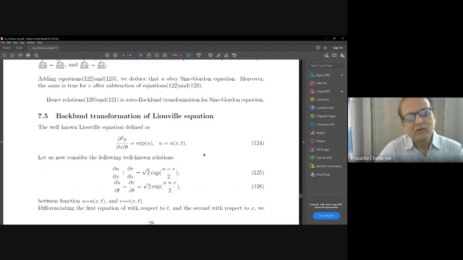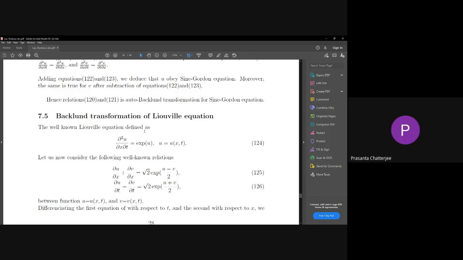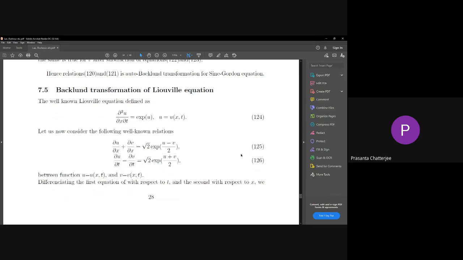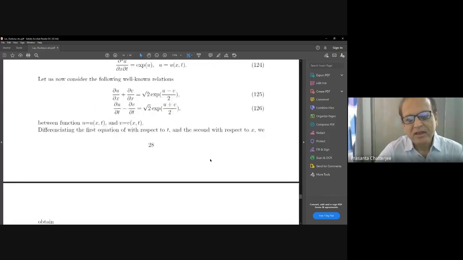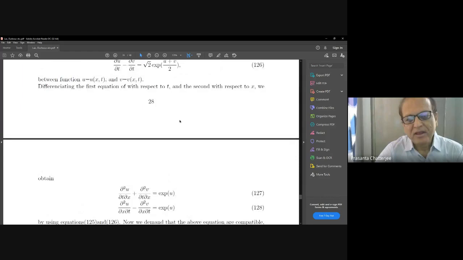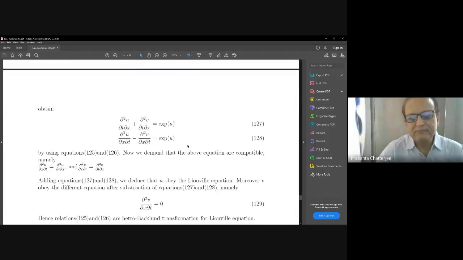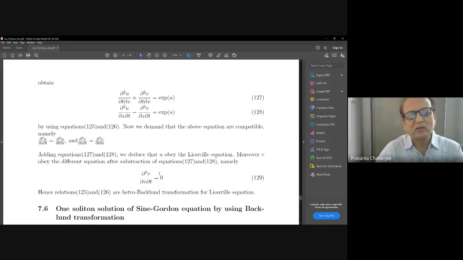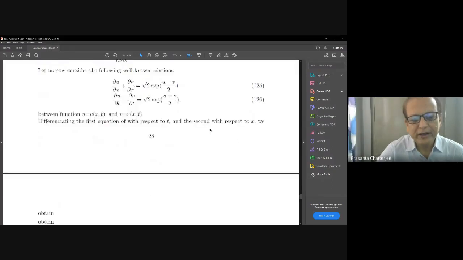One more equation: what is the Liouville equation? The Liouville equation is del 2u del x del t equal to e to the power u. Similarly, we choose two equations: u_x plus v_x equal to root 2 a e to the power (u minus v) by 2, and u_t minus v_t equal to this. Just the same as the previous case, if we take derivatives and addition and subtraction, we get equation 1.29, which is e to the power u.